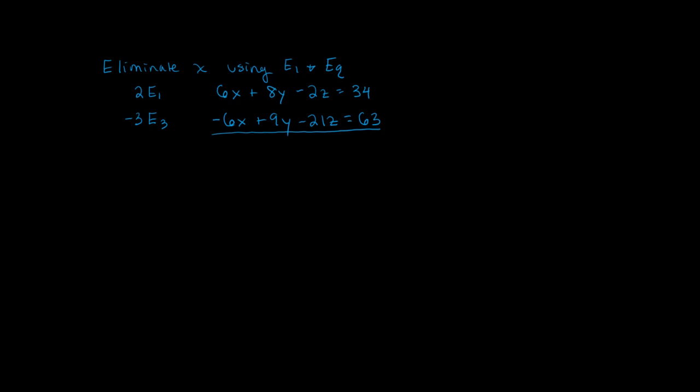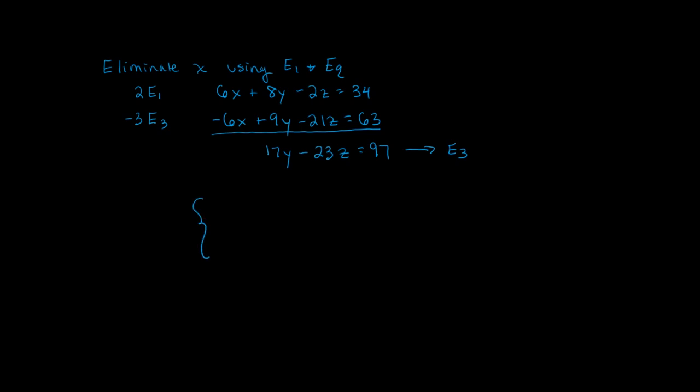So always double check you've done your math correctly. The 6x and negative 6x cancel. 8y plus 9y is 17y. We have a negative 2z minus 21z, so that's minus 23z. And then 34 plus 63 gives us 97. And now this is going to be our new equation 3.